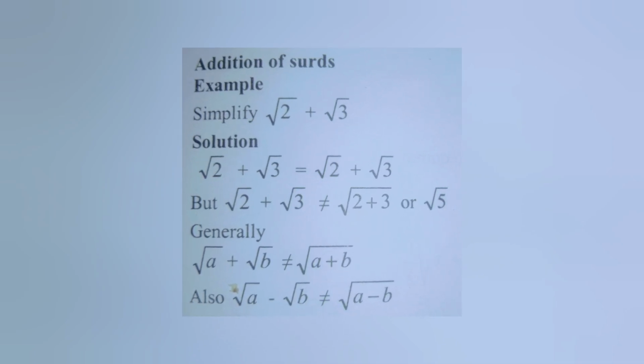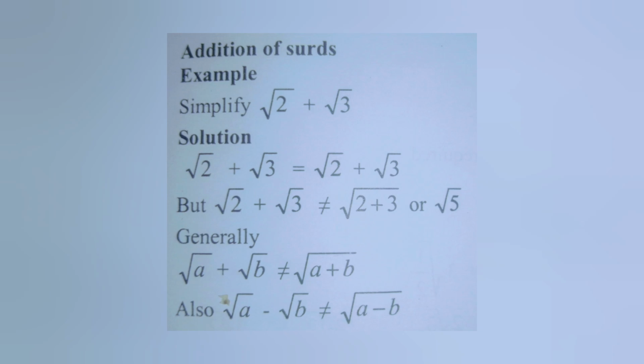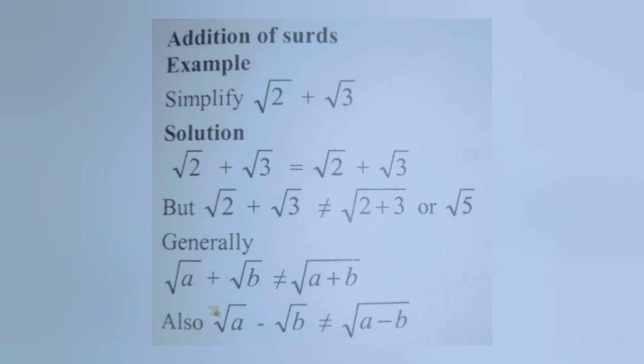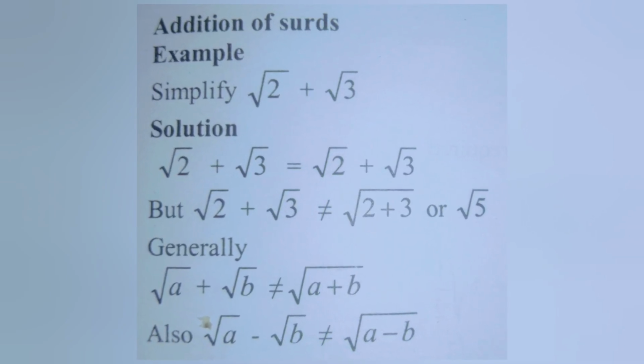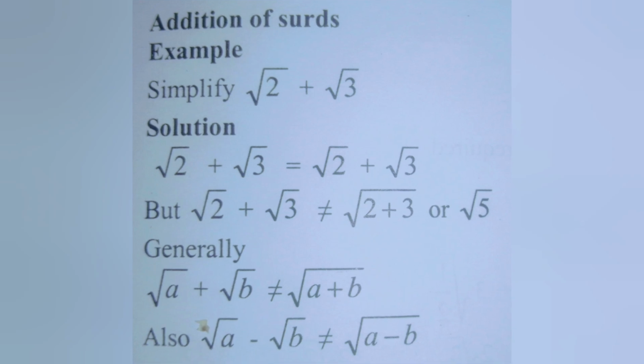Example. Simplify square root of 2 plus square root of 3. Solution. Square root of 2 plus square root of 3 is equal to square root of 2 plus square root of 3. But square root of 2 plus square root of 3 is not equal to square root of 2 plus 3, or square root of 5. This is the same with subtraction of surd, just change the plus sign to minus. Generally, square root of a plus square root of b is not equal to square root of a plus b. Also, square root of a minus square root of b is not equal to square root of a minus b.